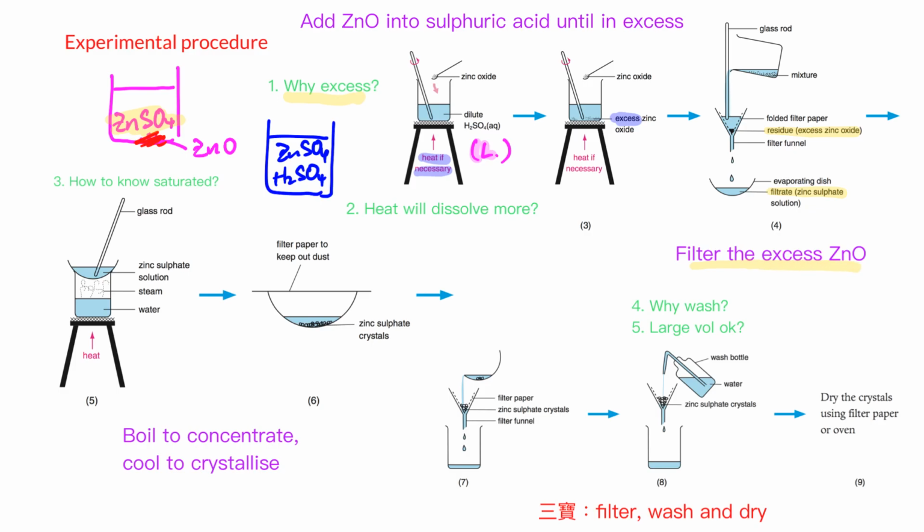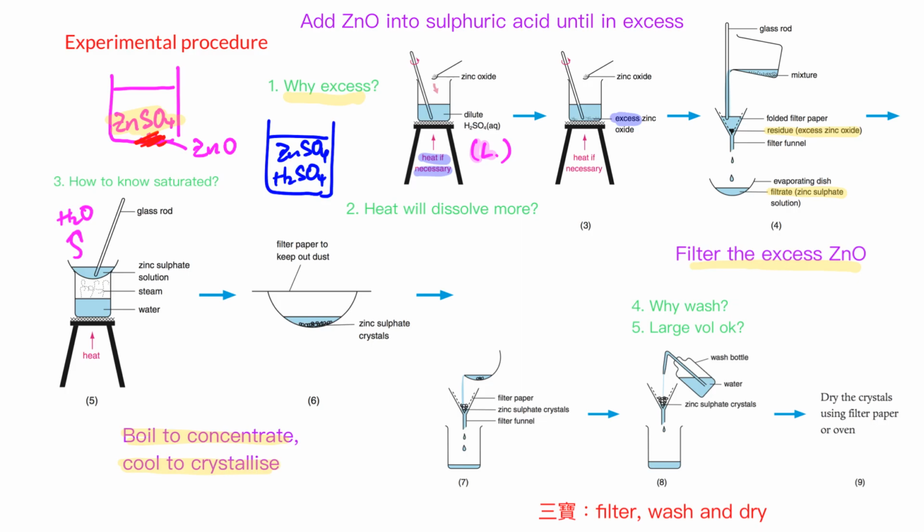Next, this filtrate will be heated using a steam bath. You can see the steam bath here. The steam coming up will heat up the solution, and bit by bit the water will evaporate away. When we boil that, the solution will become more and more concentrated, and eventually it will become saturated. As long as we allow it to cool at room conditions, it will then form crystals.